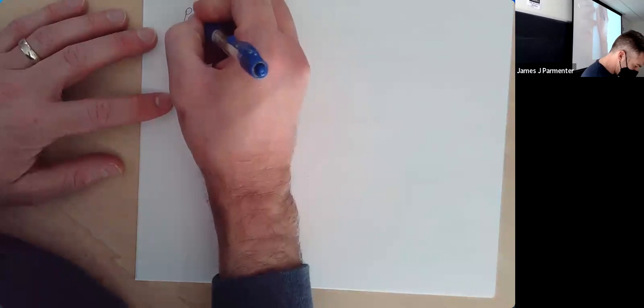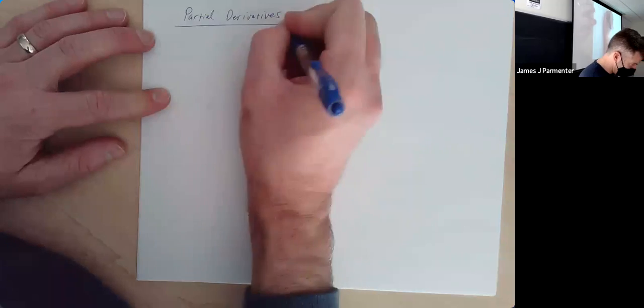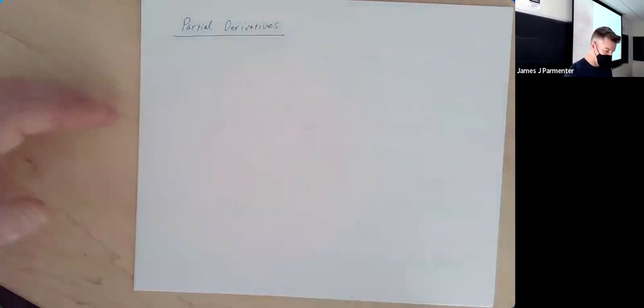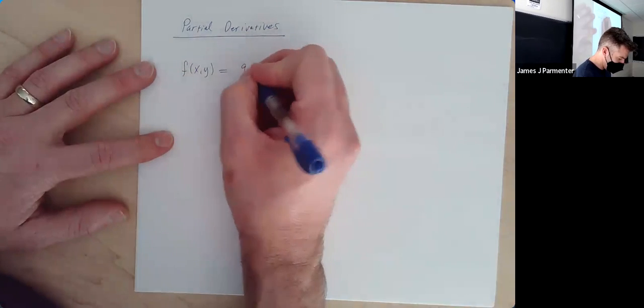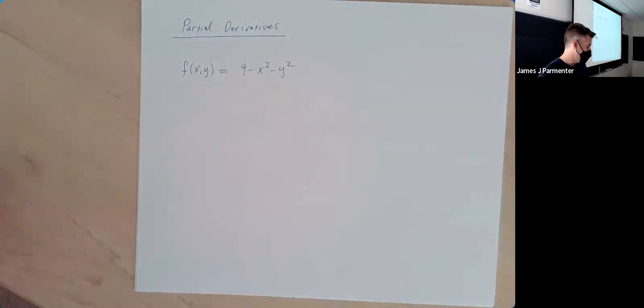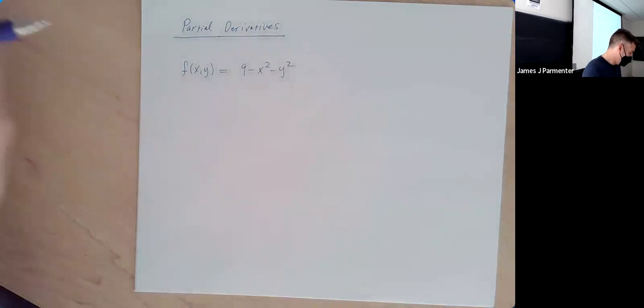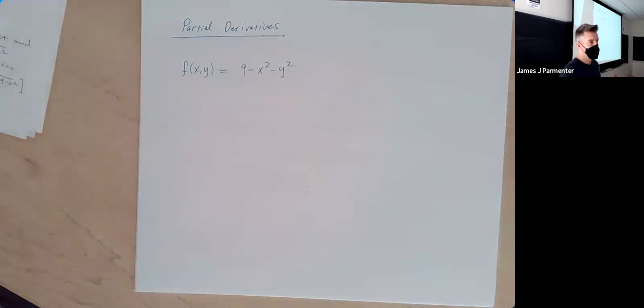So partial derivatives. What are they? How do we find them? What do they mean? So let's look at an example. Let's look at the function f(x, y) equal to 9 minus x squared minus y squared. If you're taking a partial derivative with respect to a certain variable, you're essentially asking yourself, how is this function changing as only x changes and as y remains the same?